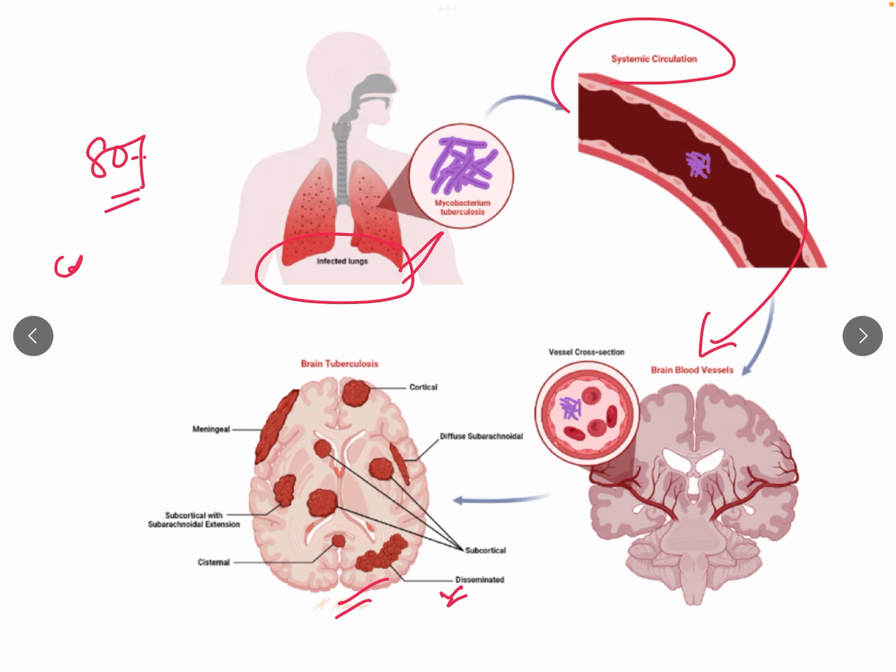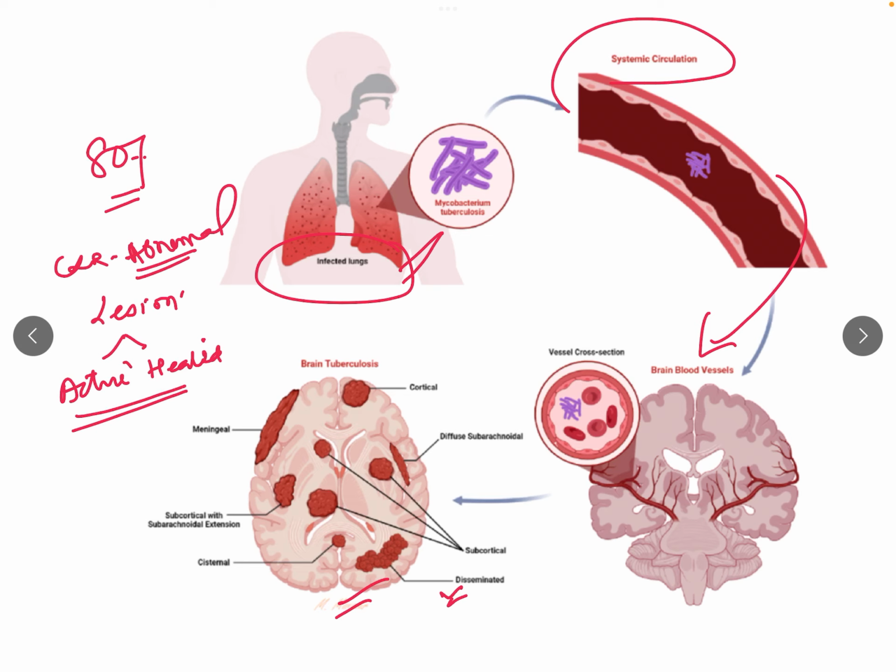So if we do an X-ray in that patient, there is a high chance that we can get an abnormal X-ray in the form of a lesion that could be active or healed also. So we can get an abnormal X-ray in most cases of CNS tuberculosis. Because first the lungs are affected, then there is a dissemination of that bacteria to the brain causing CNS tuberculosis or tuberculoma. Alright, so this is just a brief of how CNS TB develops.